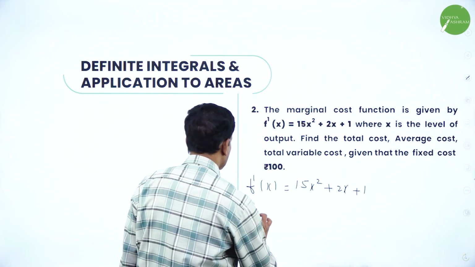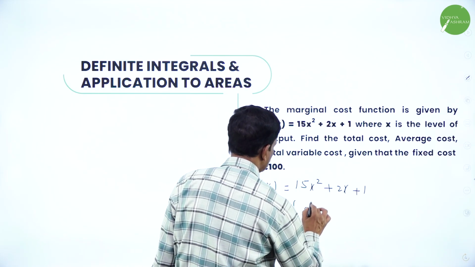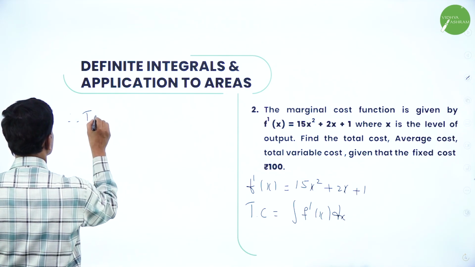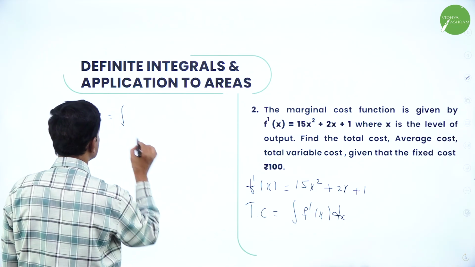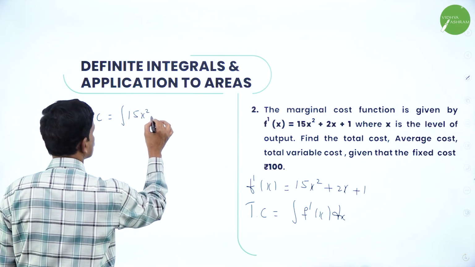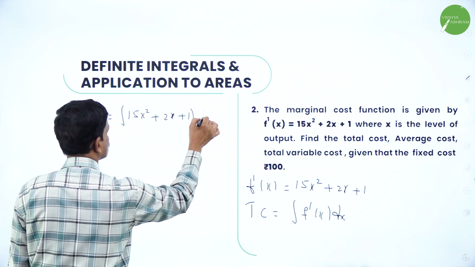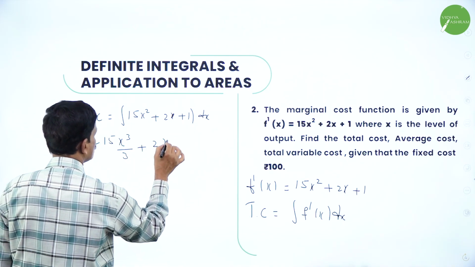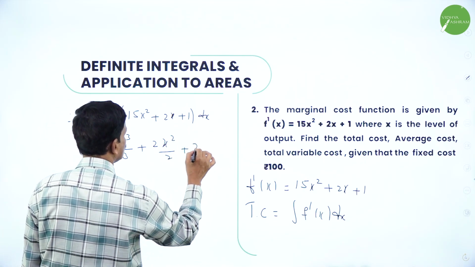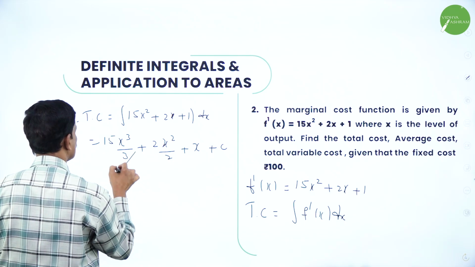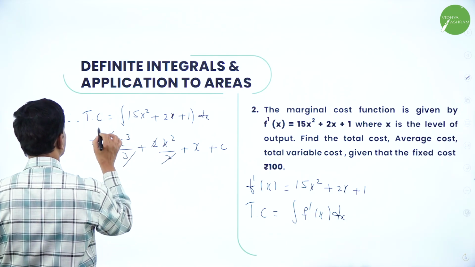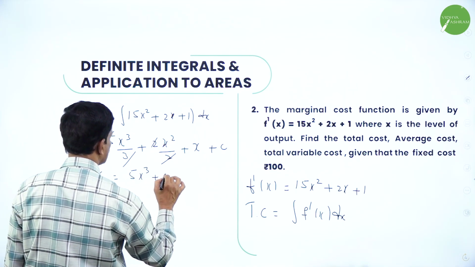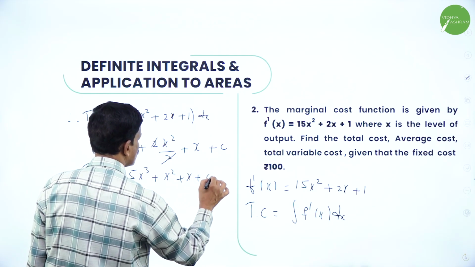Now the total cost is equal to the integral of f dash of x dx. So the total cost is equal to the integral of 15x square plus 2x plus 1 dx. Integrate it. 15 into the integral of x square is x cube by 3, plus 2 into the integral of x is x square by 2, and the integration of 1 dx is x plus c. So this is equal to, the 5 and 3 get cancelled, therefore TC, the total cost, is equal to 5x cube plus x square plus x plus c.